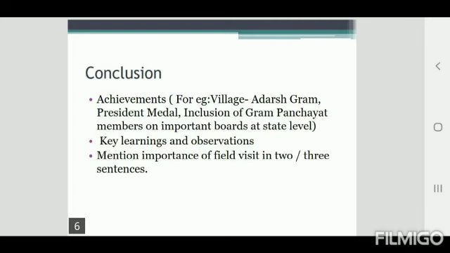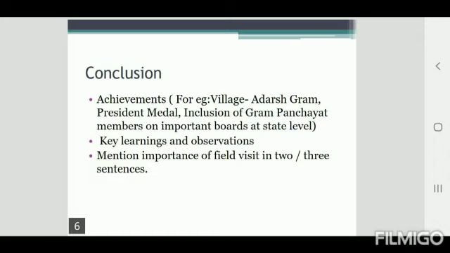Now let's talk about conclusion. Yes, in conclusion, you can mention achievements of that village. Maybe that village may have got Adarsh Gram Award, Presidential Medal. Maybe one of the member of that Gram Panchayat have been appointed on one of the important board of rural development by state or the central government. This is also a success.